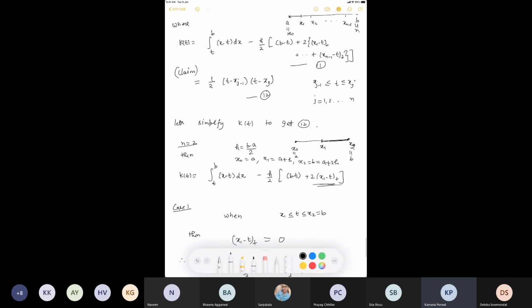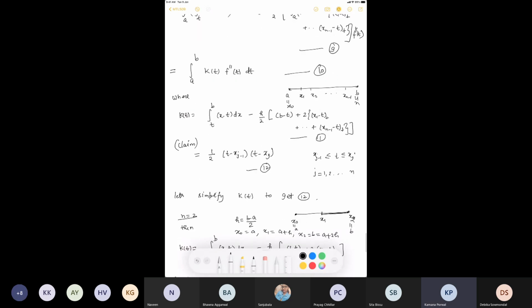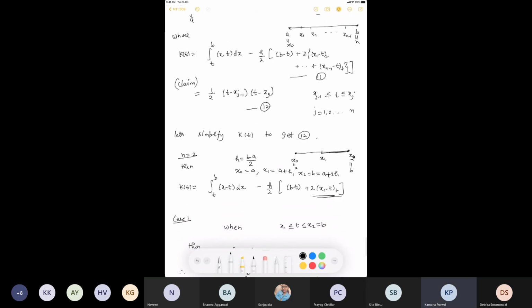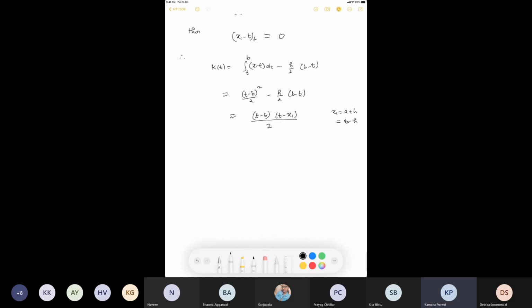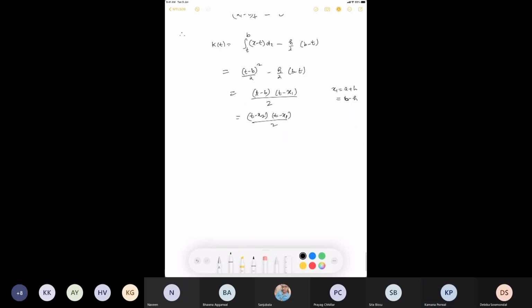All right, so this means that the formula which we have written, what do we expect when we are in the interval x1 to x2? We expect (t minus x1) into (t minus x2) divided by 2. So this is what we have: t minus x1, and b is x2, so this is t minus x2, divided by 2.